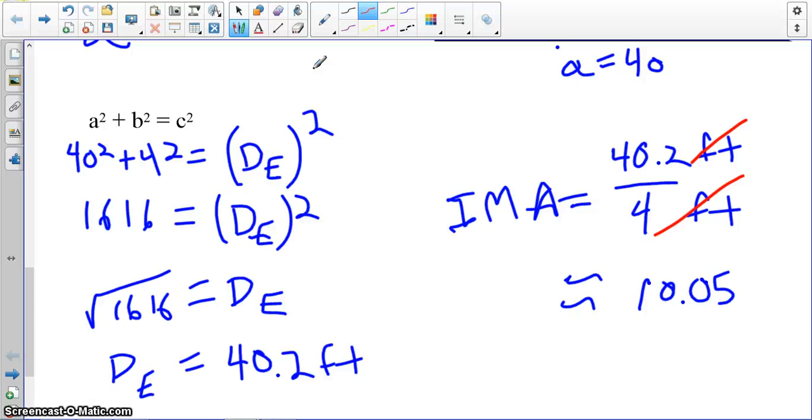So tomorrow I'll probably put up the last two because those are each shorter than this, so it should be fine. But there you go. Hopefully that's helpful with the inclined plane problems.